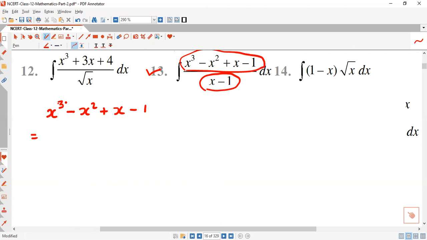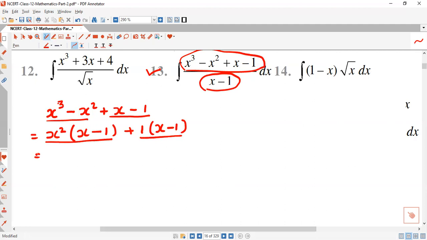I take x square common in the first two terms. So what are we getting? X square common, so this becomes x minus 1. In the other two terms, we take the plus 1 common. Now, in the next line, we take x minus 1 common, this factor is common. So now what we are getting is x square plus 1. So this is the factor.